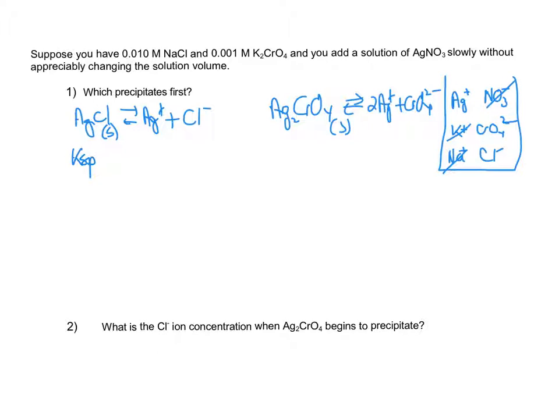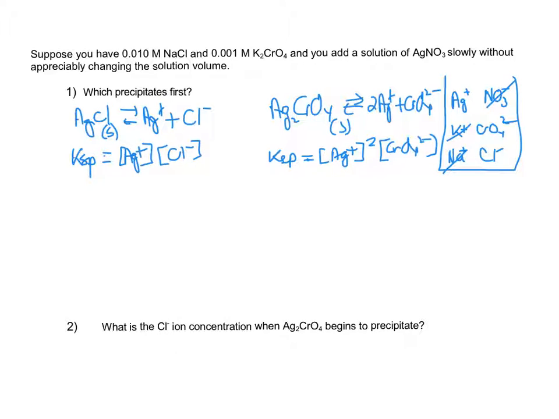So let's write our Ksp expressions here. Ksp is equal to the concentration of Ag+ times the concentration of the Cl-. And here, Ksp is the concentration of the Ag+ squared times the concentration of the chromate. All right, so what's common between them again is the silver ion concentration. So I want to solve for what that would be in order to precipitate.